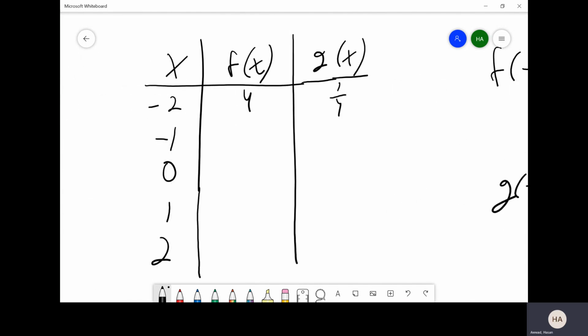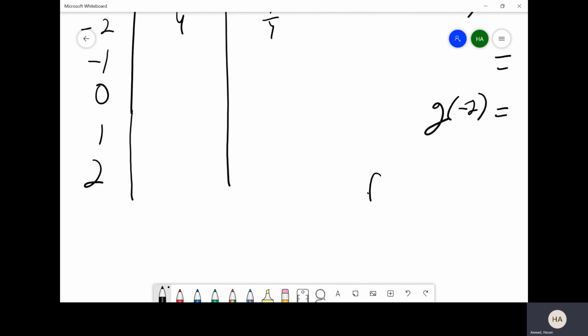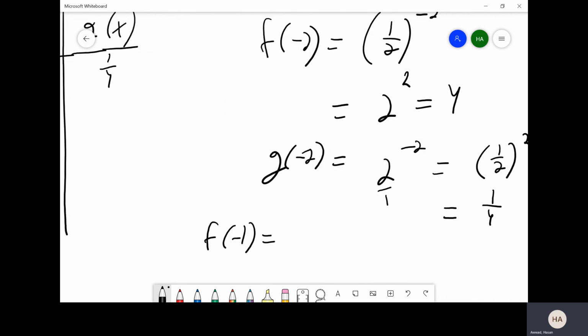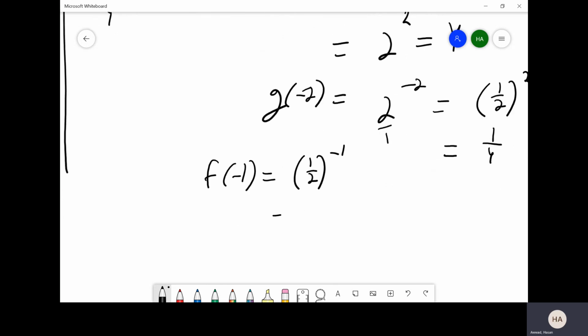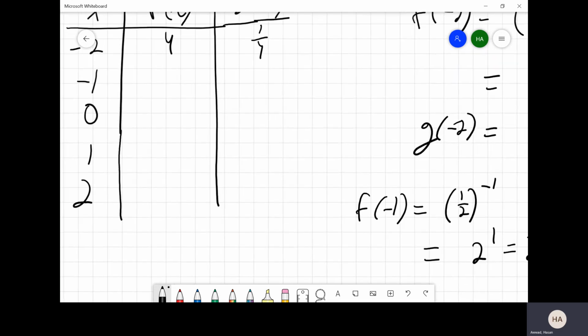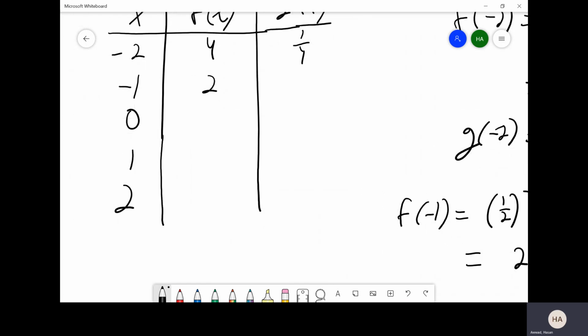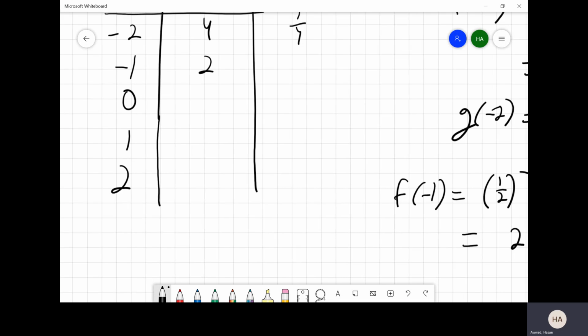Okay, -1 now. If we have f of -1, that means we're going to have 1/2 to the -1. Well, that's really easy. All we're doing is taking care of the negative sign here. So we just flip it on its head. So we have 2 to the first power, and 2 to the first power is just 2. So we get a 2 over here. I'm actually going to finish the f column first, and then I'm going to finish the g column. I don't know why I was flipping back and forth, making my life more difficult than I need to.